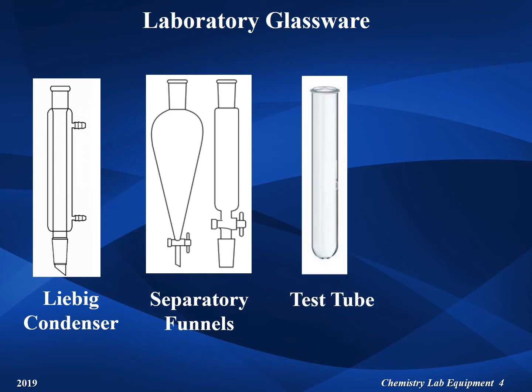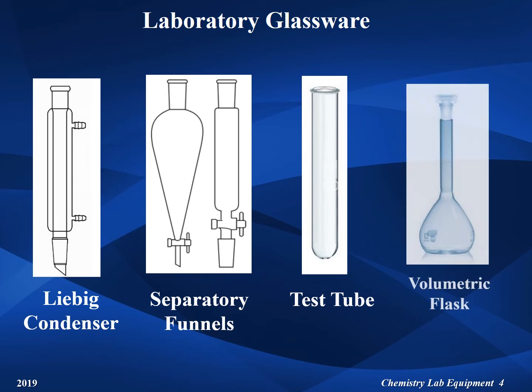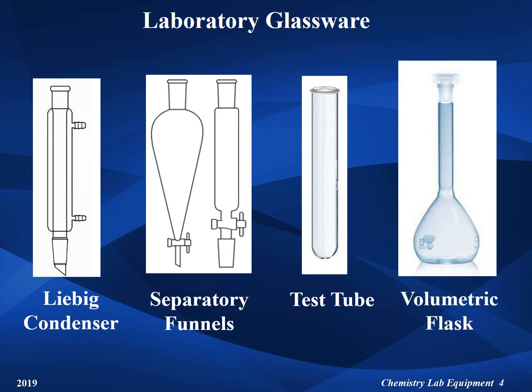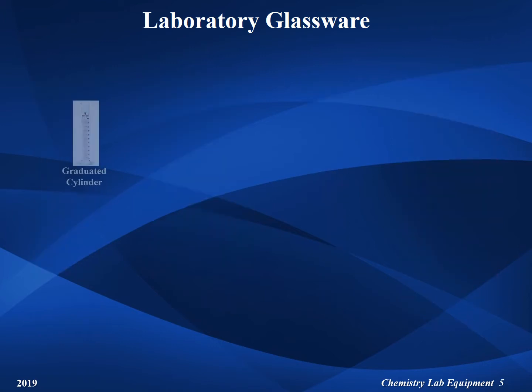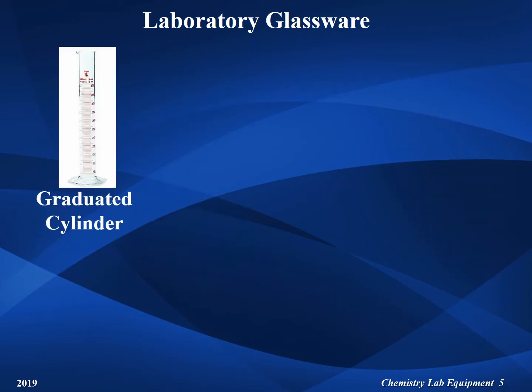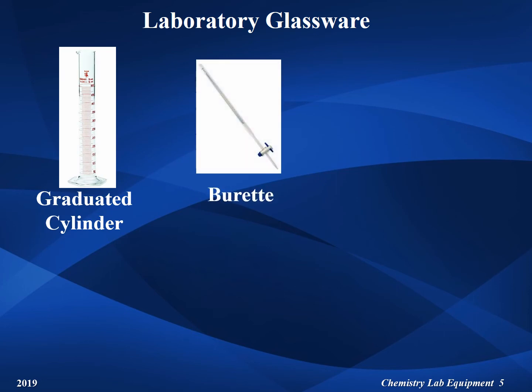Test tubes are used to hold small volumes of liquids that are being tested with other reagents. A volumetric flask has markings to indicate that it holds a specific amount of a pure liquid or a liquid solution. Graduated cylinders are used to measure the volume of liquids in milliliters. A burette is used to add a precise volume of liquid or solution in milliliters to a flask for reaction or analysis.